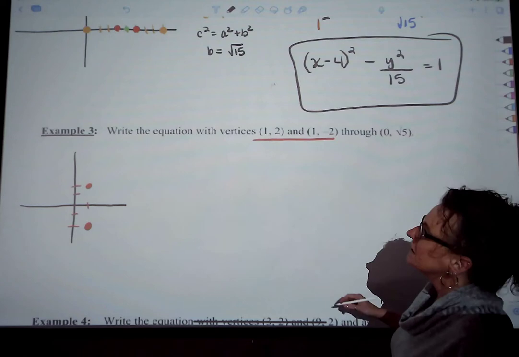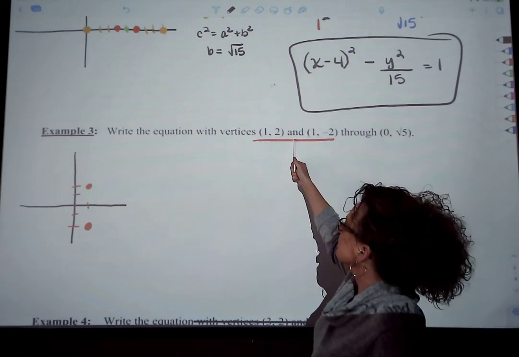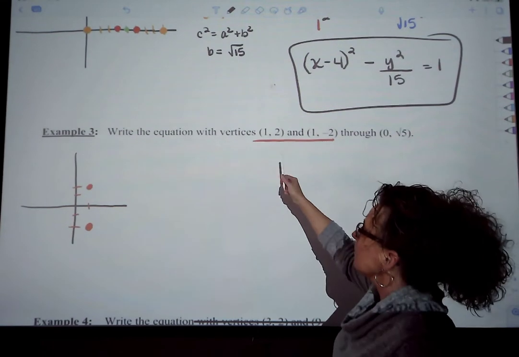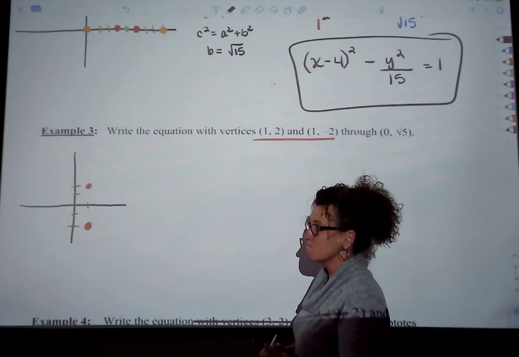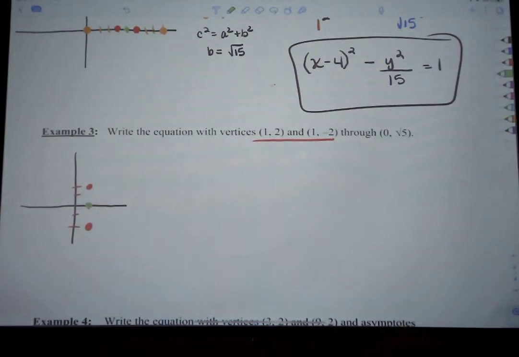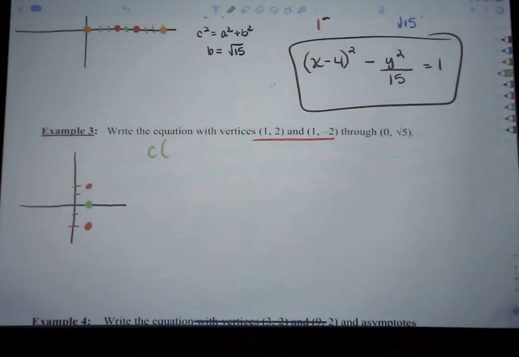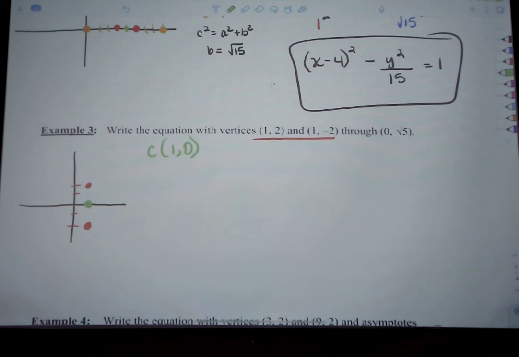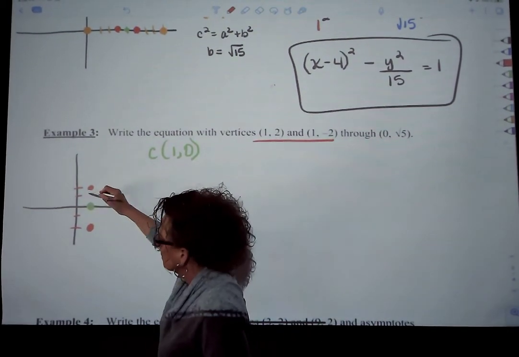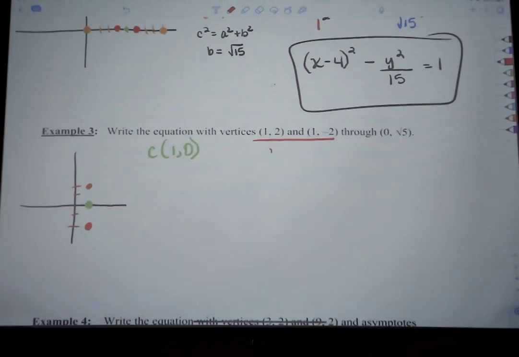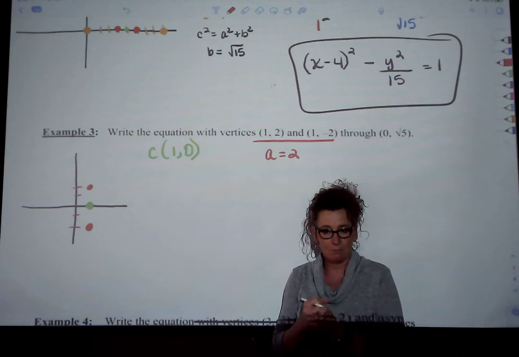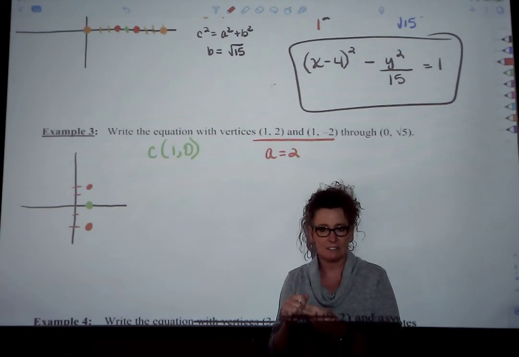All right, next one. Write the equation. Here are my vertices, and it passes through this point. Now, I don't have this graphed yet, but I went ahead and put my vertices there. So I think it's pretty obvious which way this opens. So here's my center. My center is at 1, 0. And A is 2.